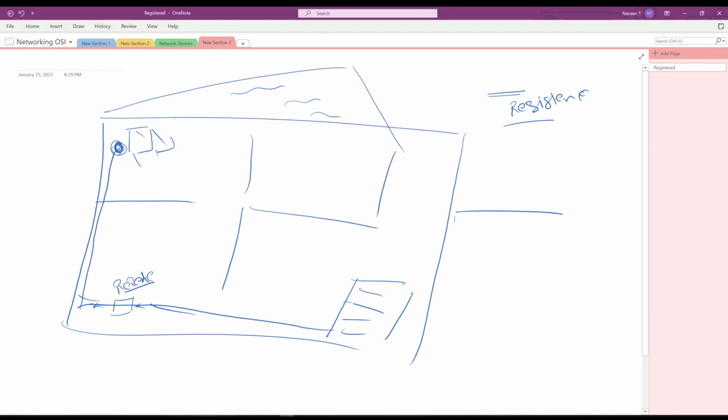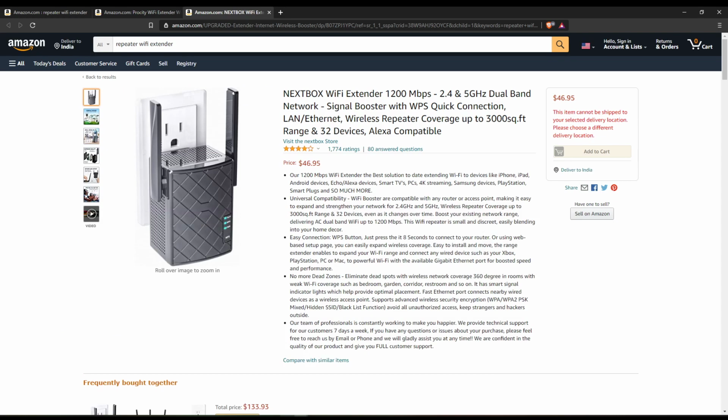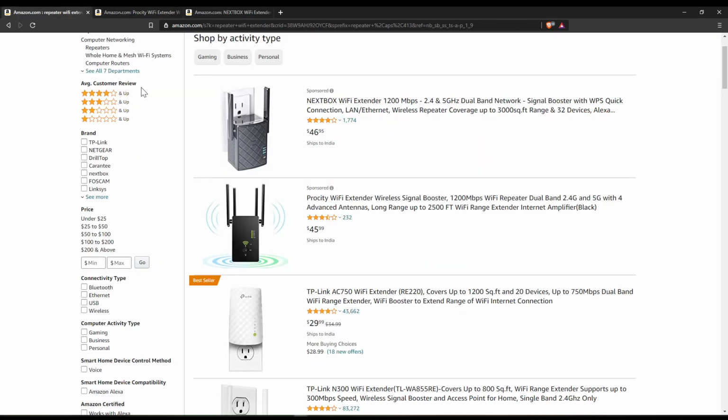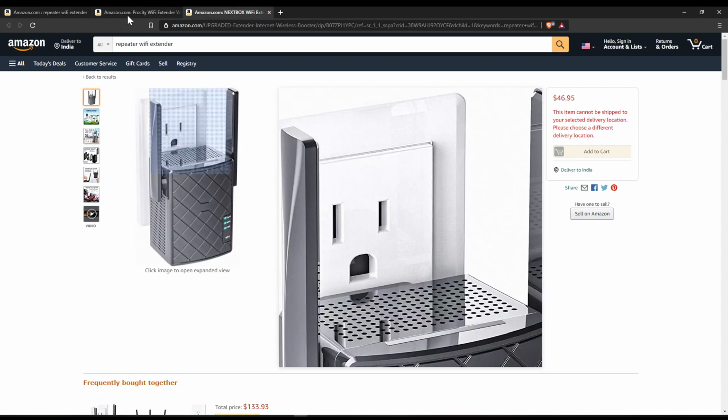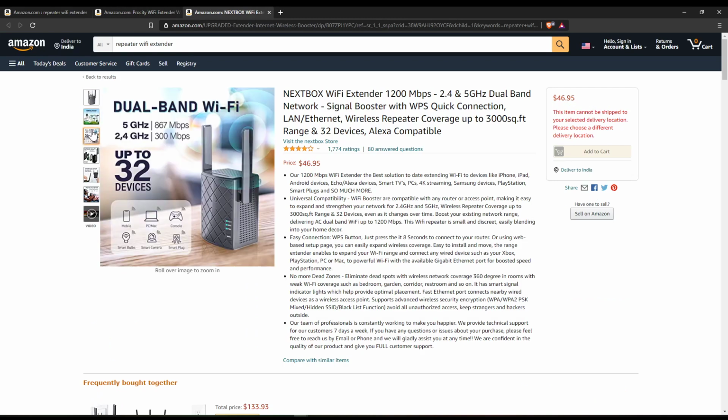As I explained here, a repeater is a device that can be either wired or wireless. What we have seen was wired, so we took the example of HDMI. See here, Wi-Fi repeaters. What does this Wi-Fi repeater do?